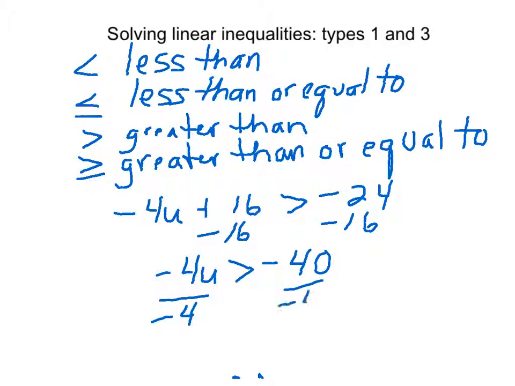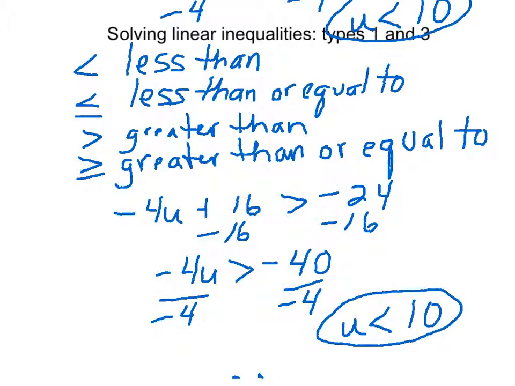Same exact steps. Here's the key though. When you divide both sides of an inequality by a negative number, you need to flip the inequality sign right after that. So we've divided both sides by a negative 4. So we're going to write our answer as u, and instead of it being greater than, we've got to flip it, and it's now less than. And then negative 40 divided by negative 4 is 10. That is our answer for that problem.